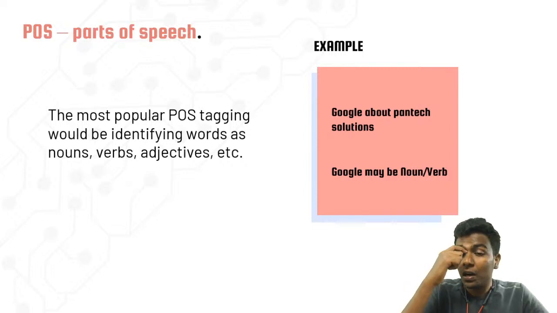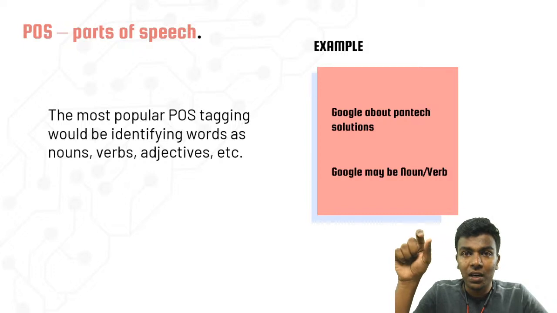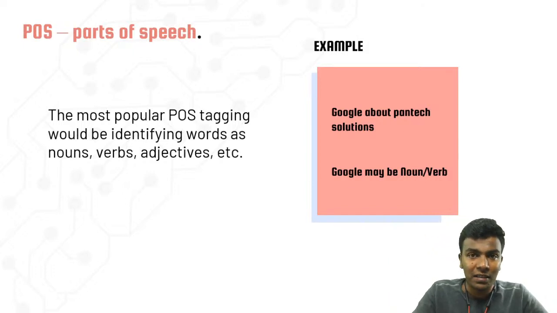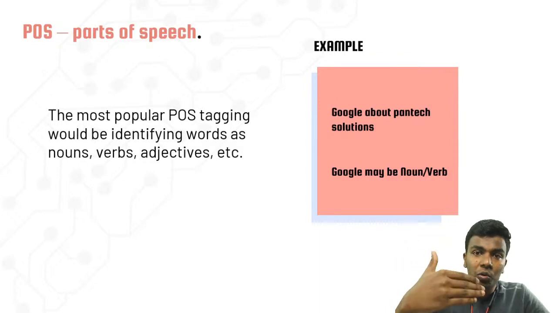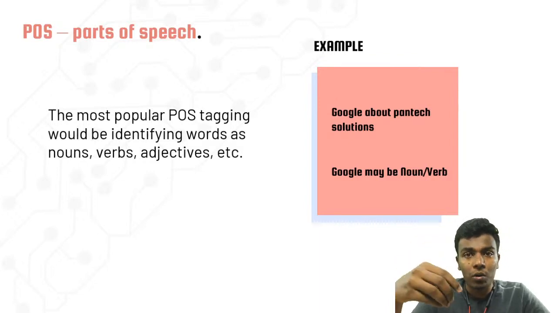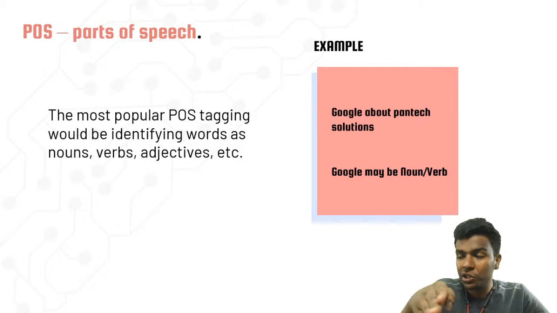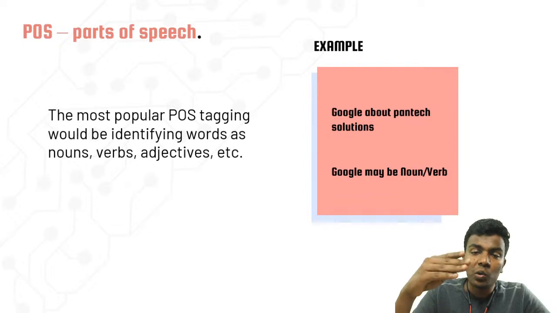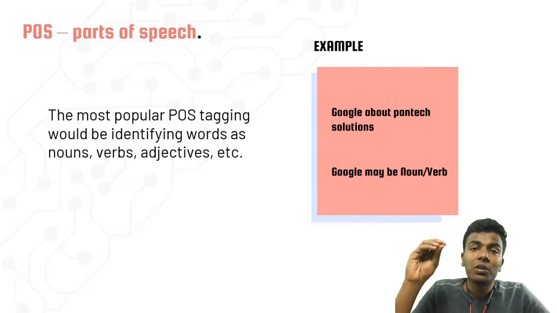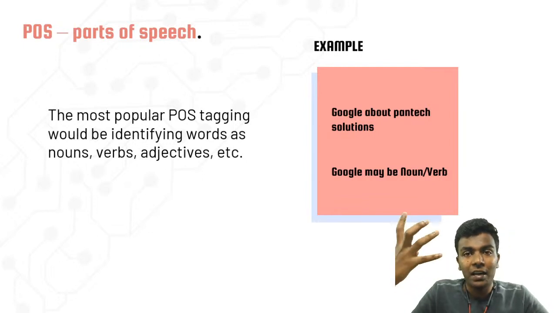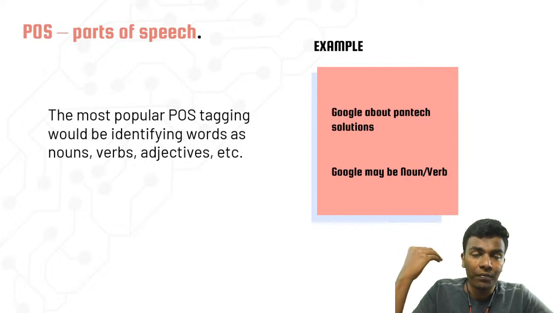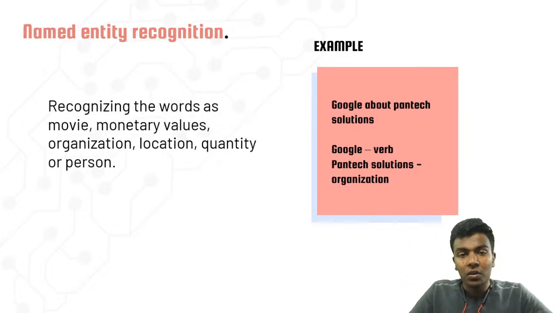If you are saying Google is a great company, or the biggest company, then Google is playing the role of a noun. But in the sentence "Google about Pantech Solutions," Google is playing the role of a verb. This kind of identification can be done with the help of the NLP terminology called POS.